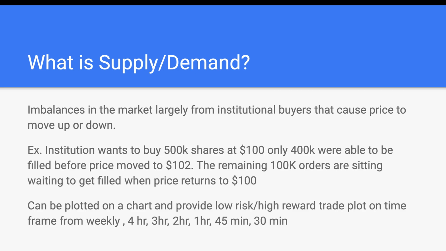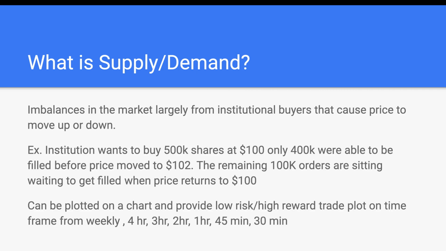Then they have their remaining 100,000 shares out there that didn't get filled for the price that they want, and they're not going to chase it. They're going to wait for the market to come back down and hit that $100, and then they'll buy their additional 100,000 shares. So that's what we're looking for: when we get a spike or a drop, a big movement. That is what you want to look for, to when price returns to that area.